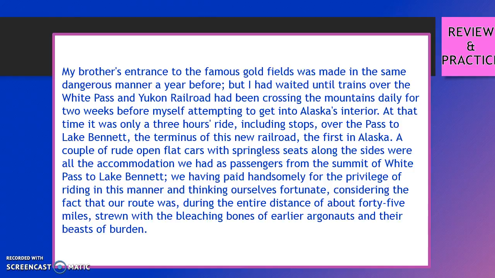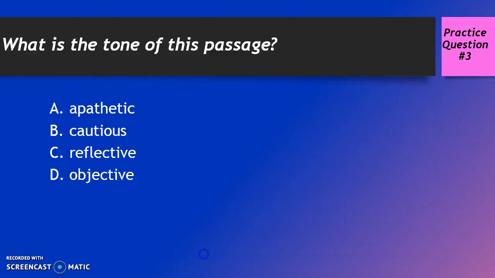The terminus of this new railroad, the first in Alaska, a couple of rude open flat cars with springless seats along the sides were all the accommodation we had as passengers from the summit of White Pass to Lake Bennett. We, having paid handsomely for the privilege of riding in this manner, and thinking ourselves fortunate, considering the fact that our route was, during the entire distance of about 45 miles, strewn with the bleaching bones of earlier Argonauts and their beasts of burden.